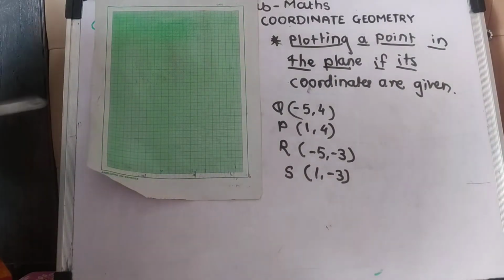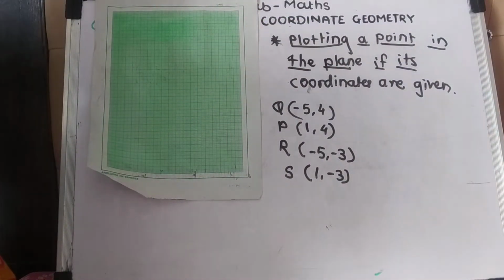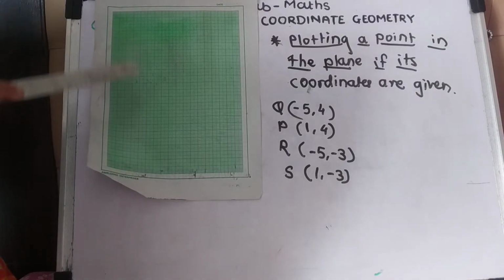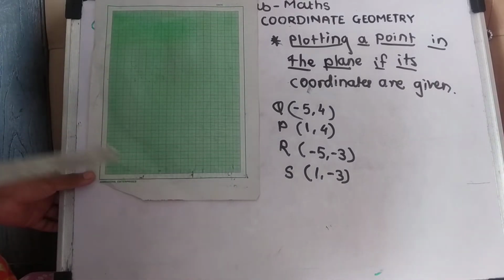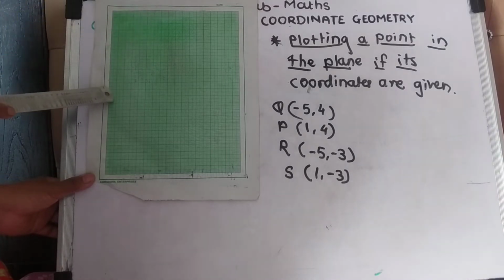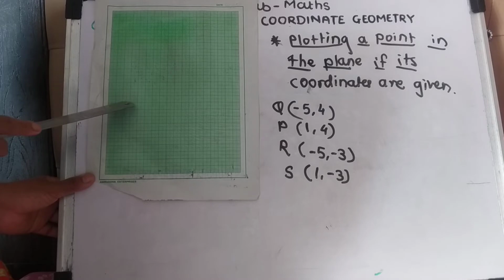Now we are going to see plotting a point in the plane if its coordinates are given. So if the coordinates are given, we will see how to plot on graph paper. I am repeating again, students, that on graph paper we are strictly going to use a pencil and scale only. We are not going to use a pen at all. Now, if you have been using graph paper for many days, here we have a darker line, right? One box is formed by two lines. So this box is of 1 unit.